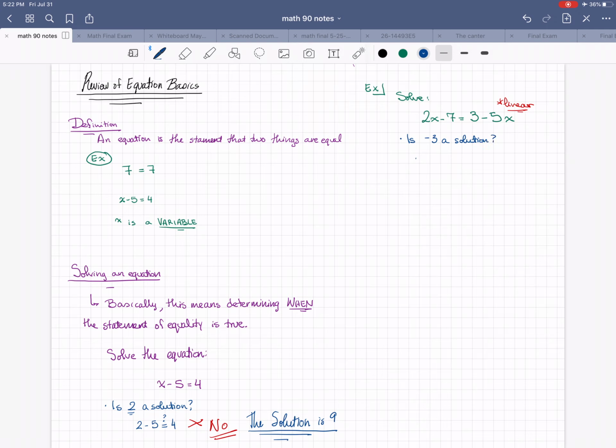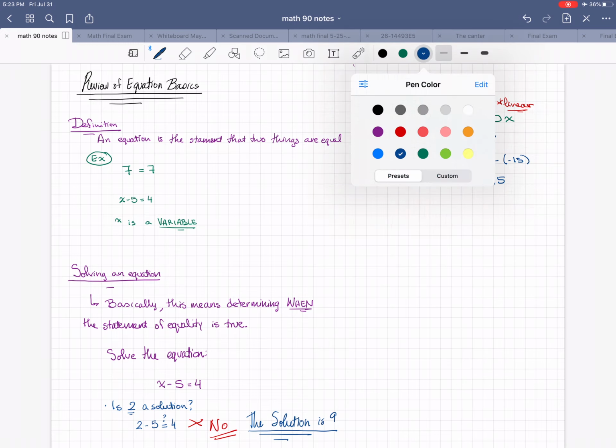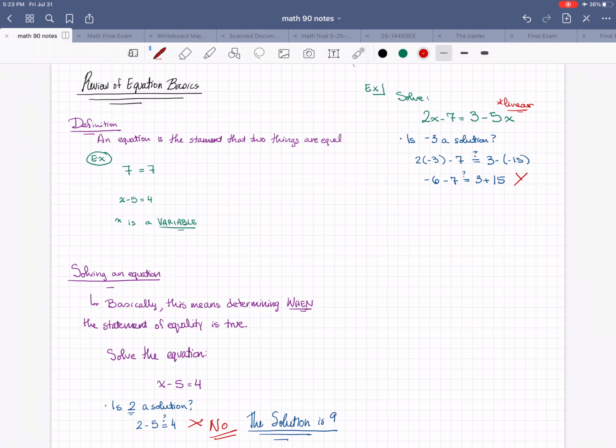So let's see. We have 2 times negative 3 minus 7, and we want to see if that's equal to 3 minus negative 15. So here we have negative 6 minus 7, and here we have 3 plus 15. It's not looking good, is it? Negative 6 minus 7 is negative 13, 3 plus 15 is positive 18, so this is not looking promising. So I think we can all safely agree that no, negative 3 is not a solution.